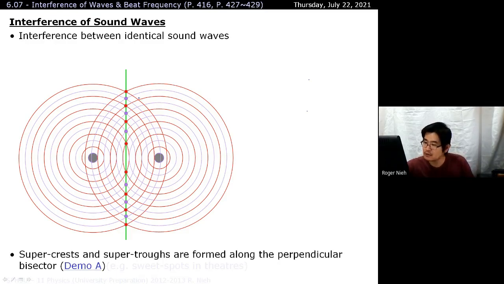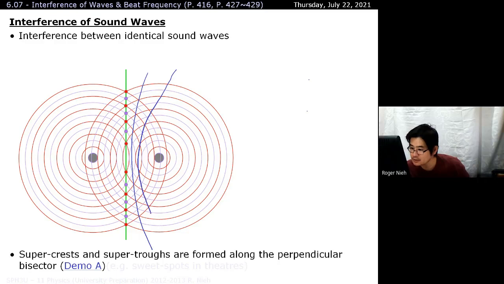Another best seat can occur right over here that I'm circling, right? You can see that a crest is meeting up with another crest. You can see that a trough is meeting up with another trough, crest with a crest, trough with a trough, and you end up having this little curve over here, and this curve represents another good seat in the house. Same as right over here. That's another good seat in the house. Also true is right over here.